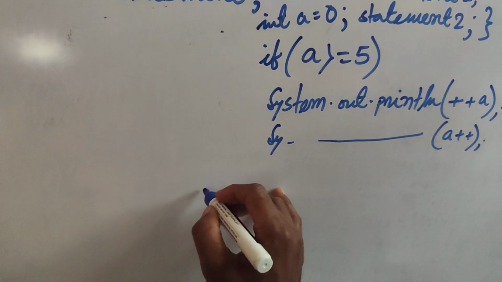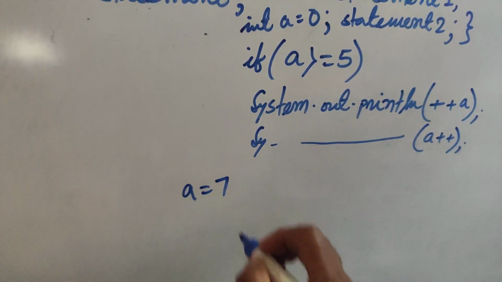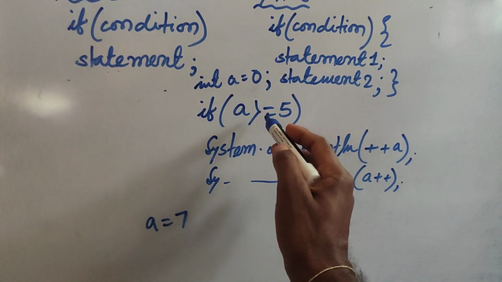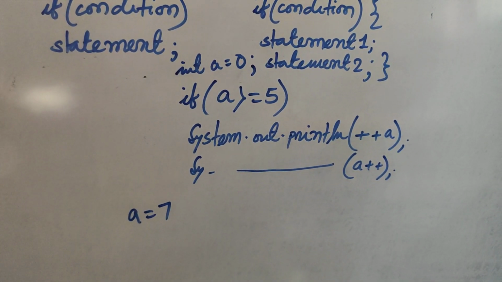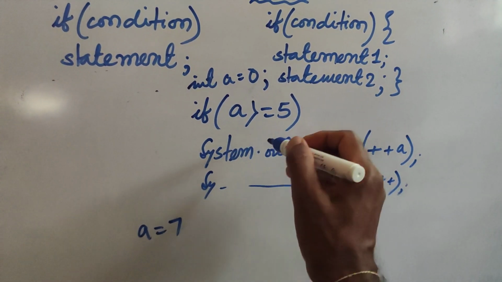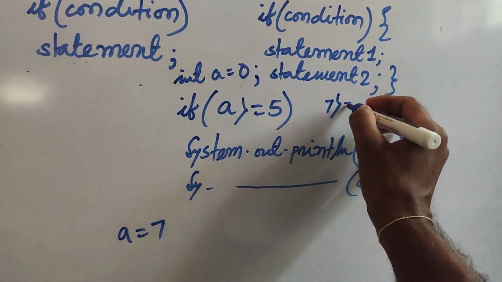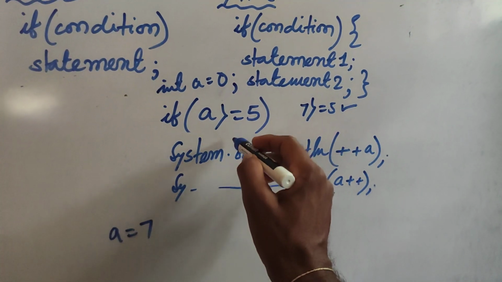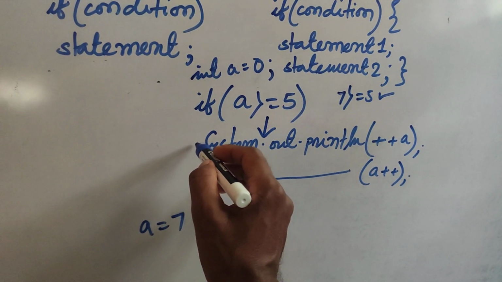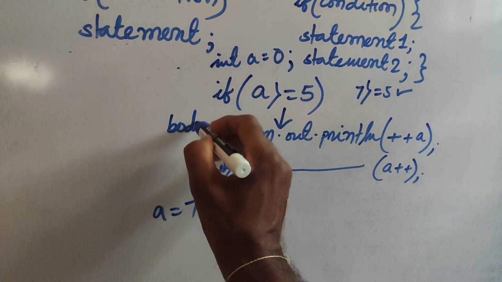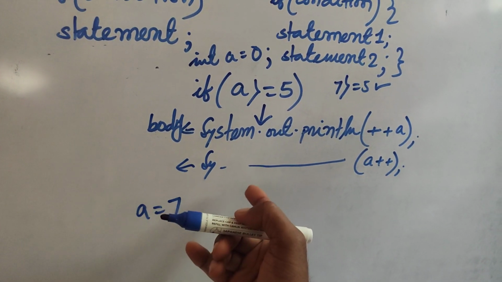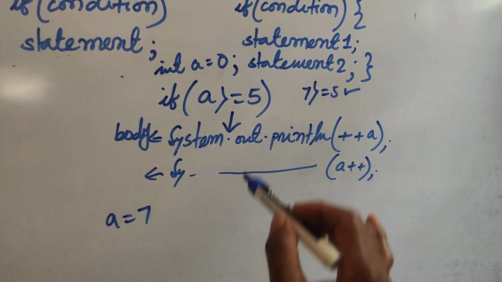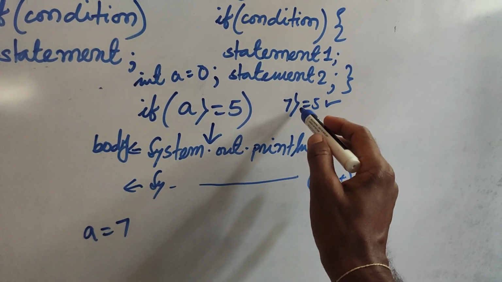See, if a equal to, suppose, 7, 7 greater than or equal to 5, true or false? This is true. True means now plus plus a. The computer comes inside. This is the body for the if statement. Now this is the body and this is the general statement. For the true part it will read, and for the false part also the computer will read this one.